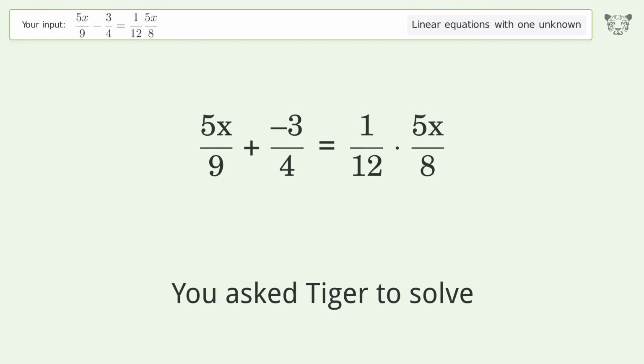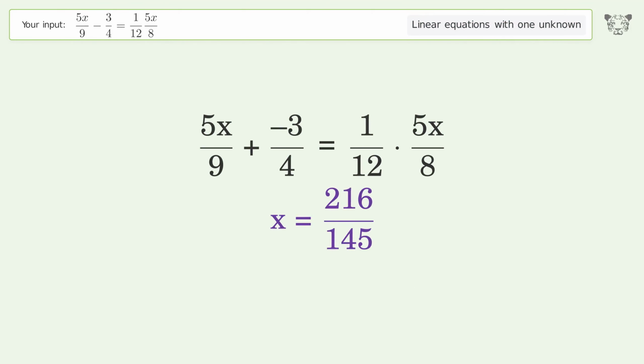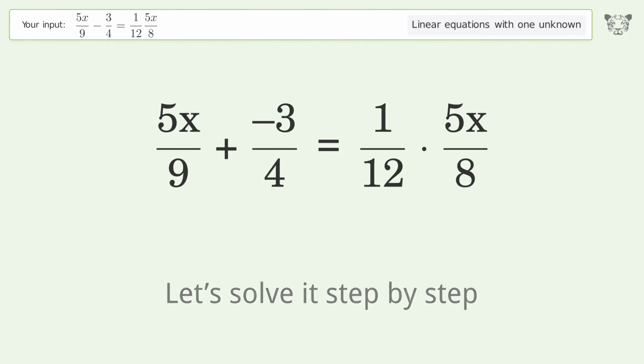You ask Tiger to solve. This deals with linear equations with one unknown. The final result is x equals 216 over 145. Let's solve it step by step.